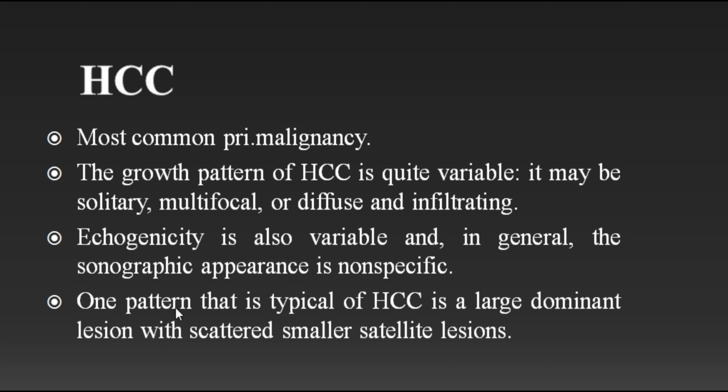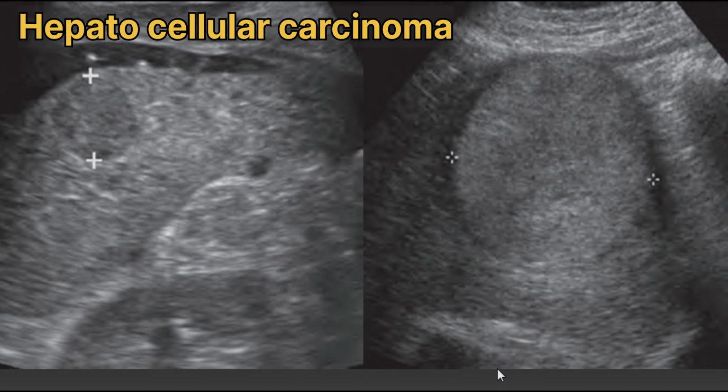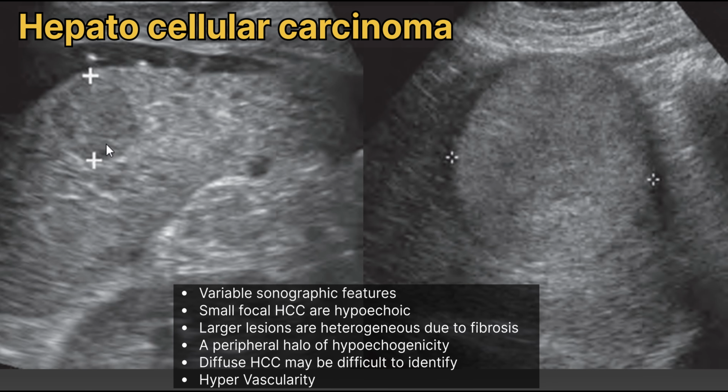One pattern that is typical of hepatocellular carcinoma is a large dominant lesion with scattered smaller satellite lesions. Now, this is the case of hepatocellular carcinoma in different patients. The standard view of the liver shows a solid, homogeneous hypoechoic lesion and a diffusely nodular liver parenchyma.